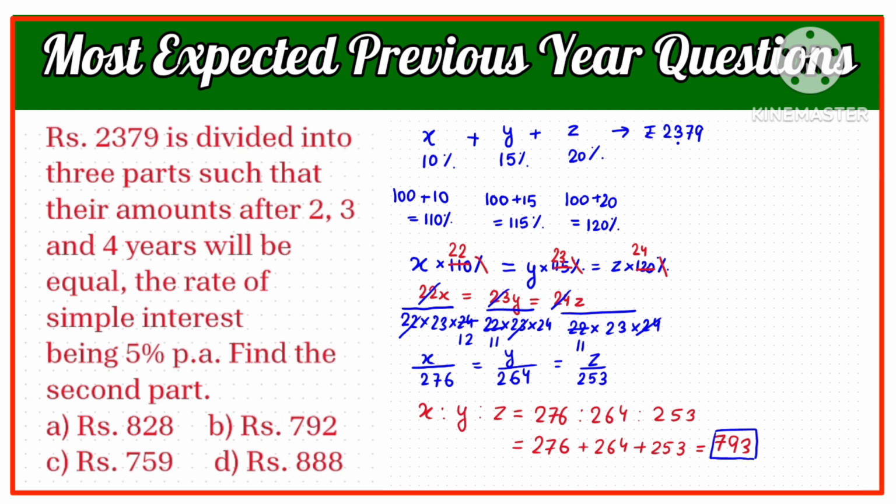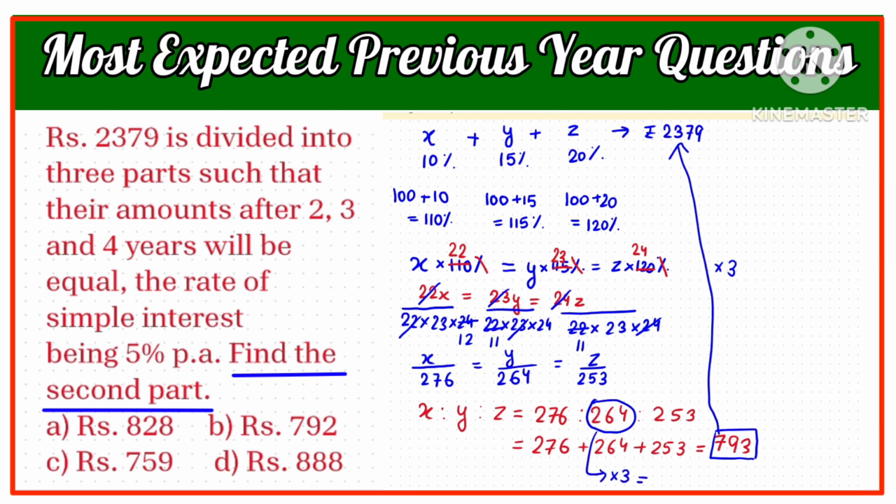The actual value of the ratio, as you can see, is given to be 2379. That is, if you multiply this by 3, you will get the actual value. That means with this ratio you need to multiply 3 to get the actual value. Here you are asked to find the actual value of y, that is 264. So with this 264, if you multiply 3, then you will get the principal invested for the second part. If you multiply, you are getting here 828. So 828 rupees, that is option A, will be your correct answer.